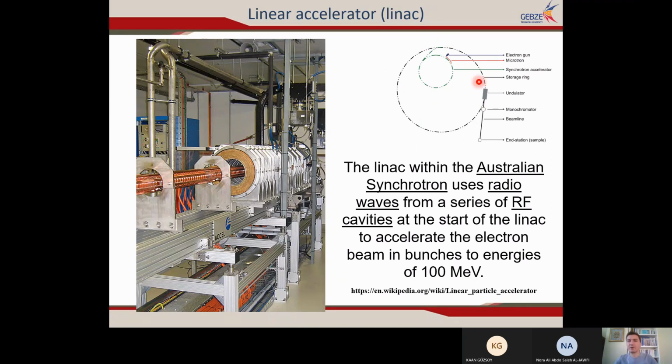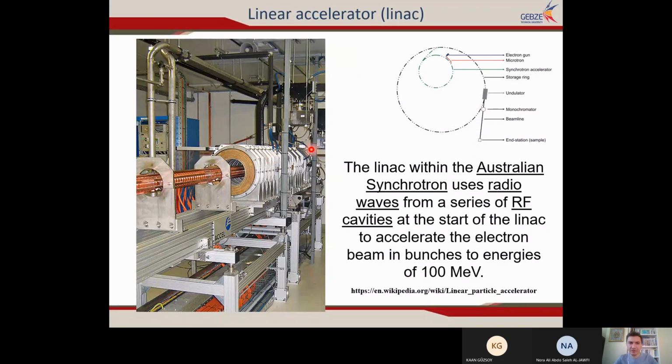And then I will talk about the production of X-rays within the insertion devices like undulators or wigglers, and also bending magnets. Then I will explain the principles of the monochromators. I will explain the important things within the beamline, and we will finish with the end station of the synchrotron light source. Now let me continue with the LINAC.